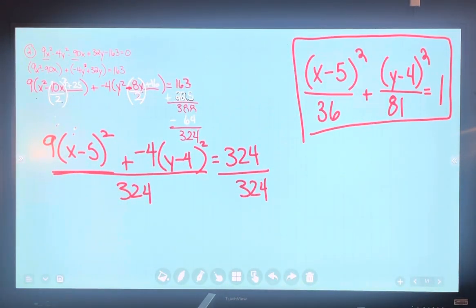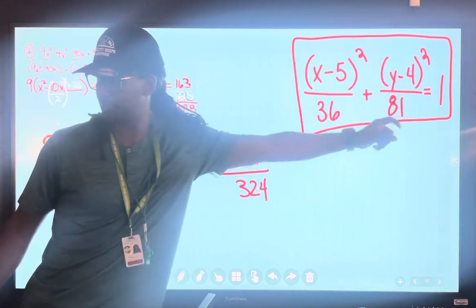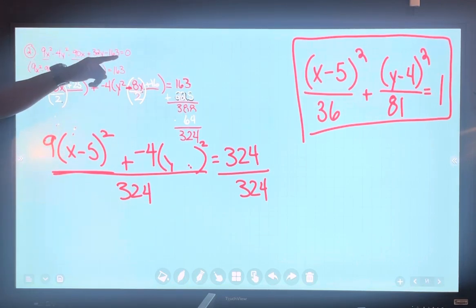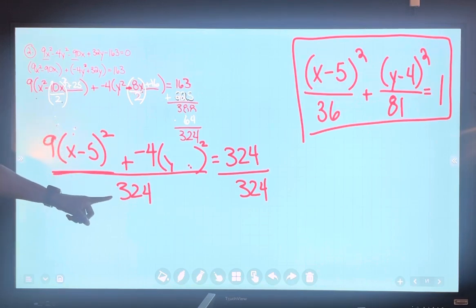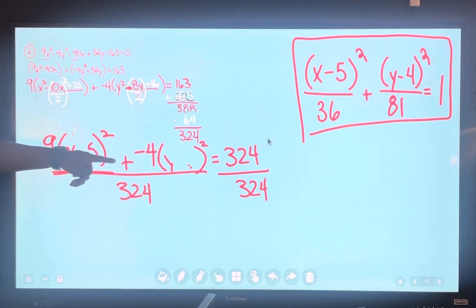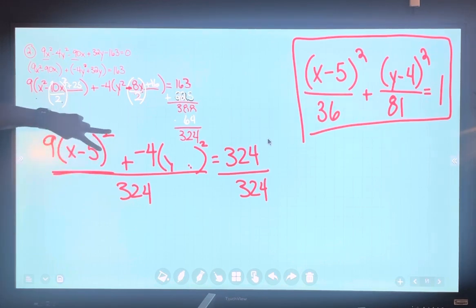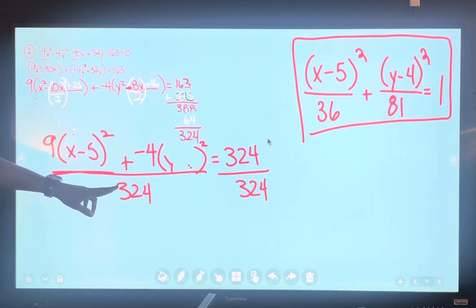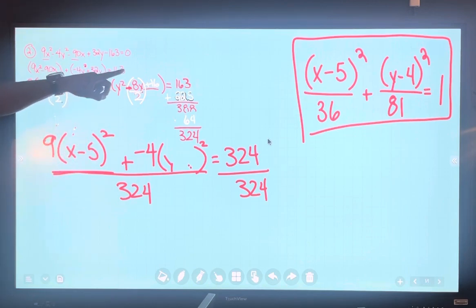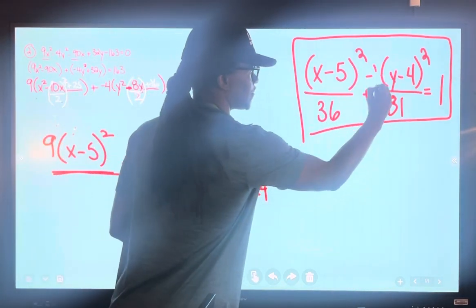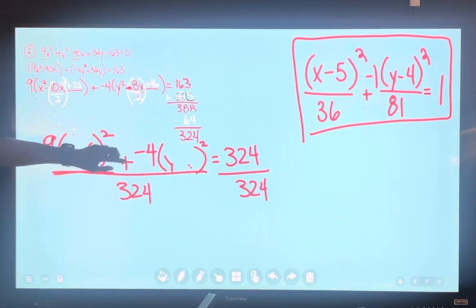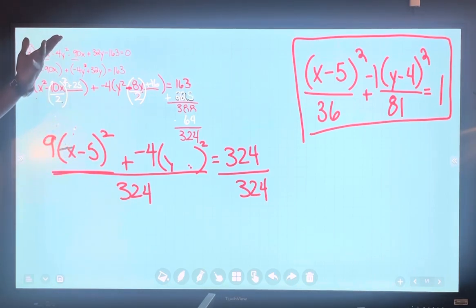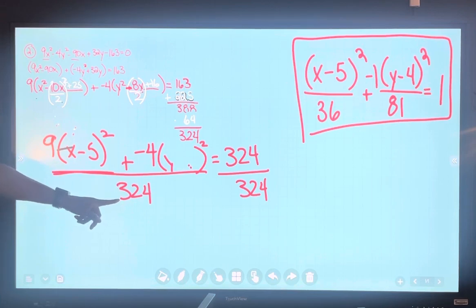Simplify fraction. 324 divided by 324 makes 1. Negative 4 over 324, when you simplify that, the 4 is canceled, and 324 divided by 4 is 81. So you just divide it by 4. You're simplifying. Is it negative 81? Nah, it's negative up top, so this is a negative 1 up top. When you divide those, it simplifies to 81, and then over here, 9 divided by 9 is 1, and 9 into 324 is 36.